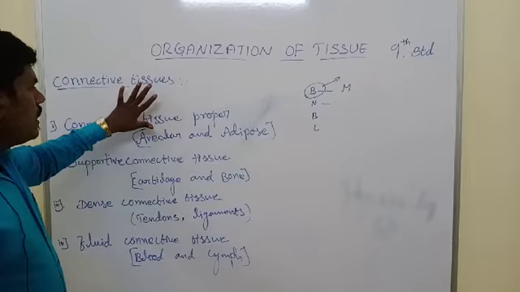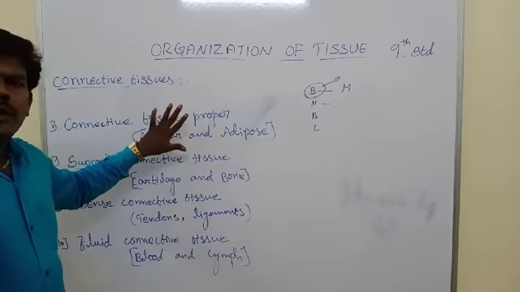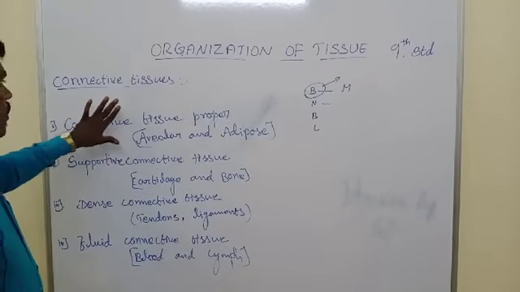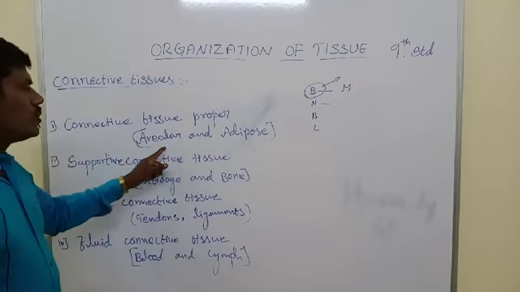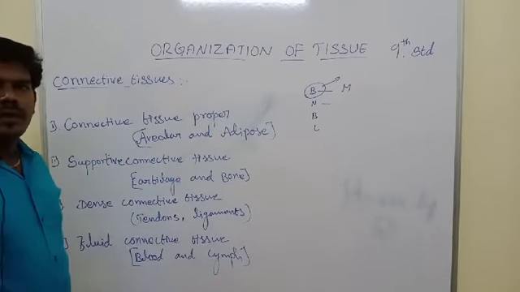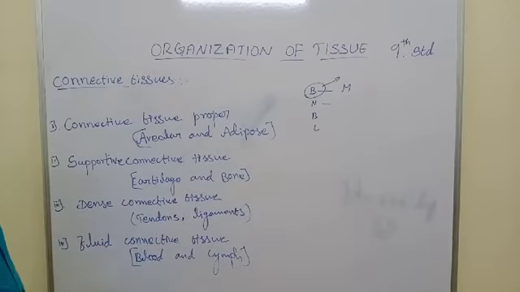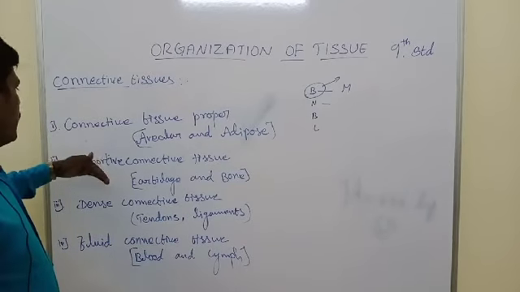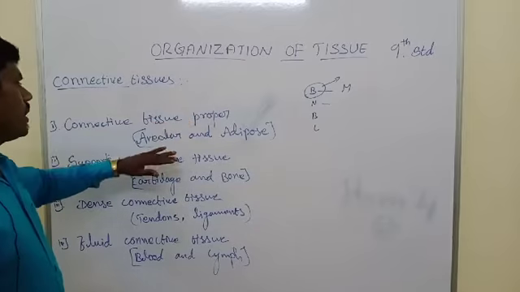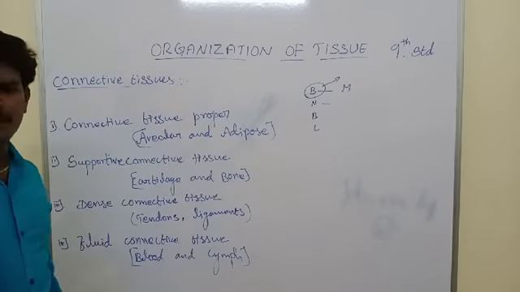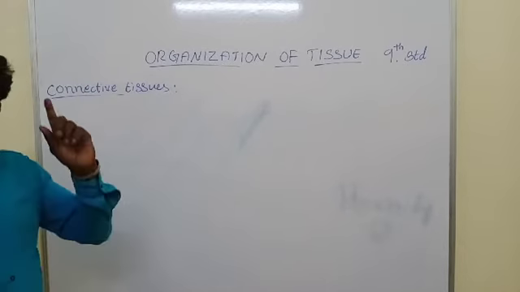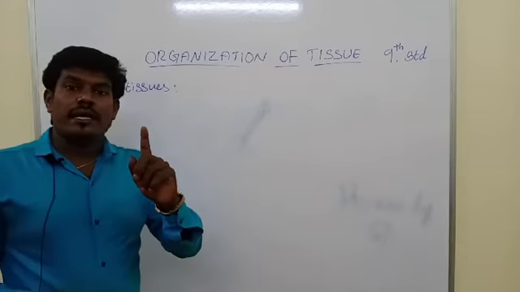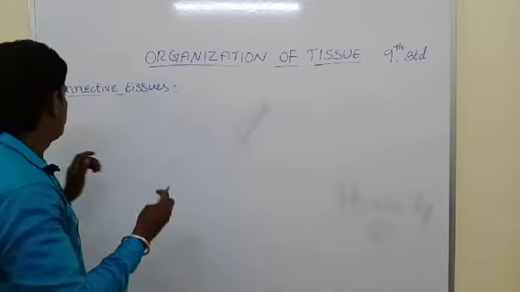See, this is the classification of connective tissues. How many types are present? Four types. Each type has two divisions. Now you understood. Now I will explain one by one. Connective tissue proper: areolar and adipose. I will explain one by one. The first one was connective tissue proper.